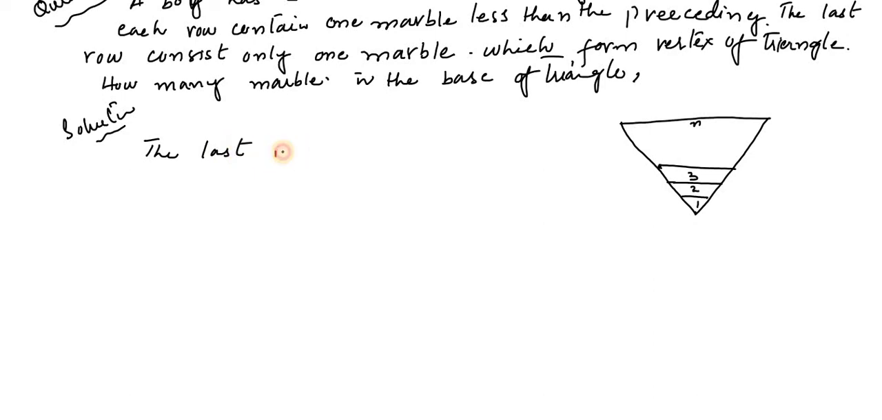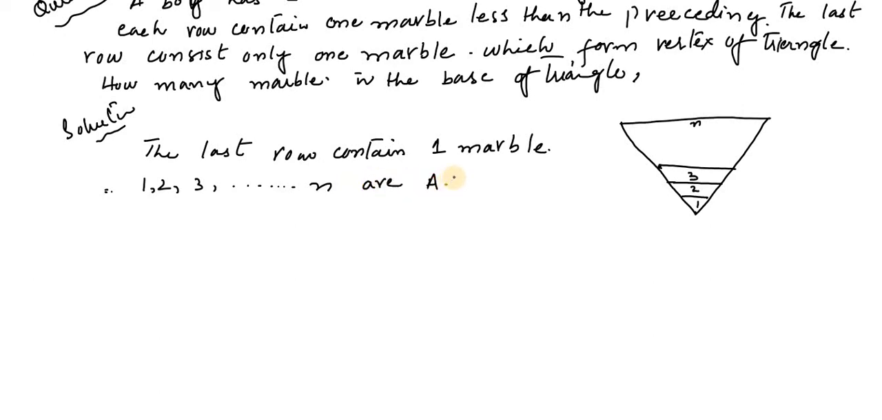According to the given condition, the last row contains one marble, the last but one row contains two marbles, and the next row contains three marbles, and so on. So the progression becomes 1, 2, 3, up to n, which is in arithmetic progression with common difference 1.